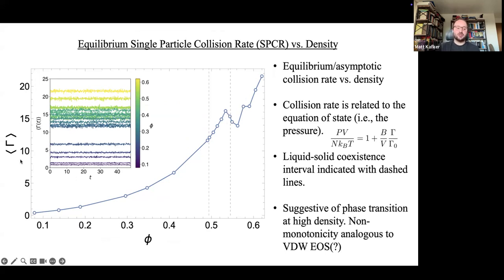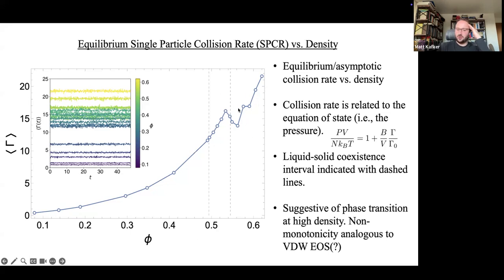If you swap out this gamma for the pressure, you see we have the pressure, which increases as a function of density. Then we get some loopy sort of non-monotonicity, and then the pressure increases. Hopefully that will be reminiscent of the discussion of the van der Waals equation of state that we went over earlier. Okay, so these vertical dashed lines here are indicating values that other people have reported in the literature as to where this phase transition actually occurs.